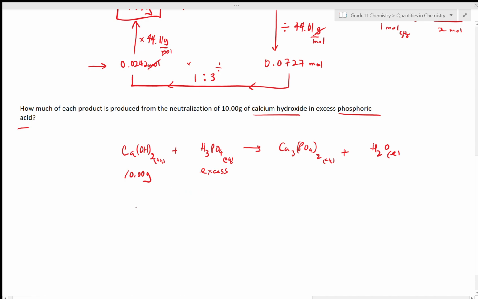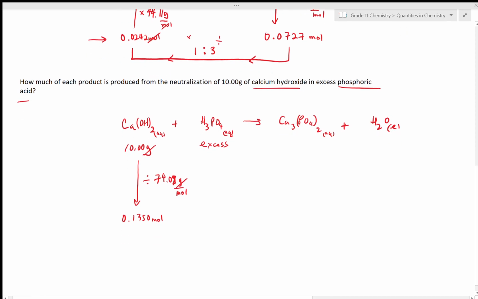So again, we follow the exact same path here. We need to get our grams into moles. How do we do that? We divide by the molar mass of the compound calcium hydroxide, which has a molar mass of 74.09 grams per mole. Grams over grams per mole just produces moles. And so I'm left with 0.1350 moles of calcium hydroxide.